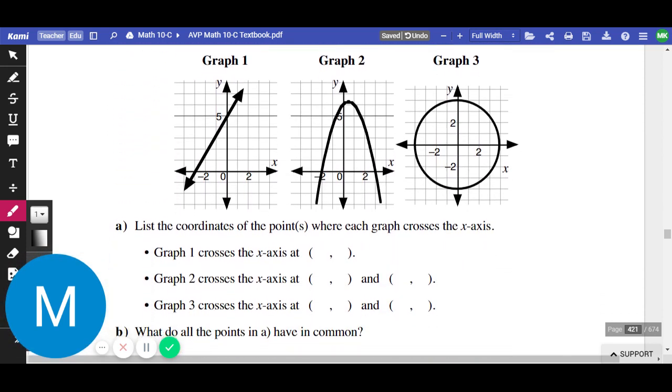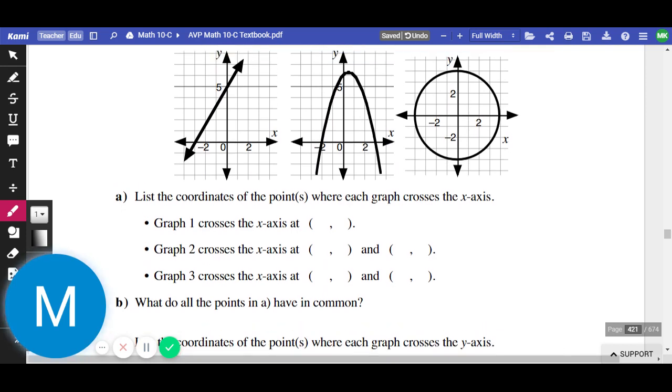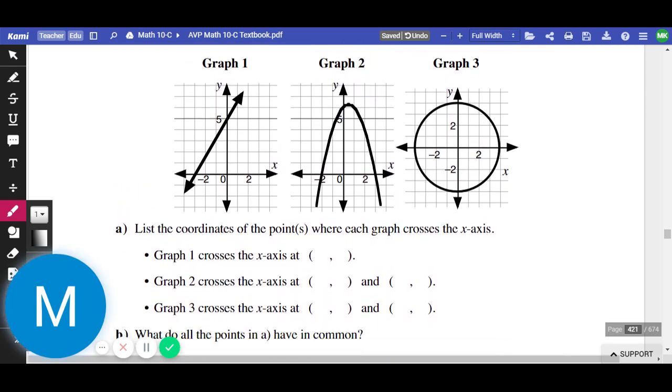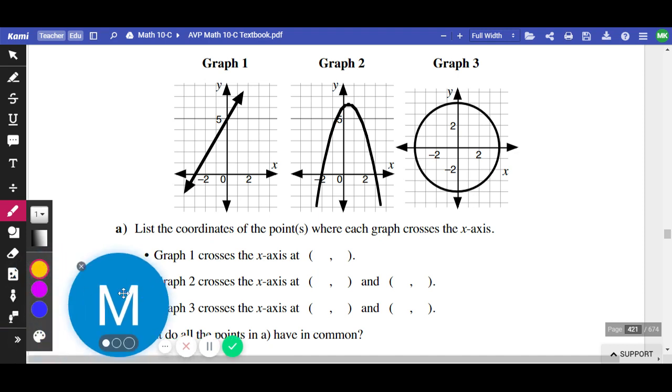So let's look at these graphs. We have three graphs here. We're going to list the x-intercepts of these graphs. Right, before we can list the x-intercepts, we need to know what an x-intercept is. Right, an x-intercept is where your graph crosses the x-axis. The x-axis being the horizontal axis, right there. Right, that's the x-axis.